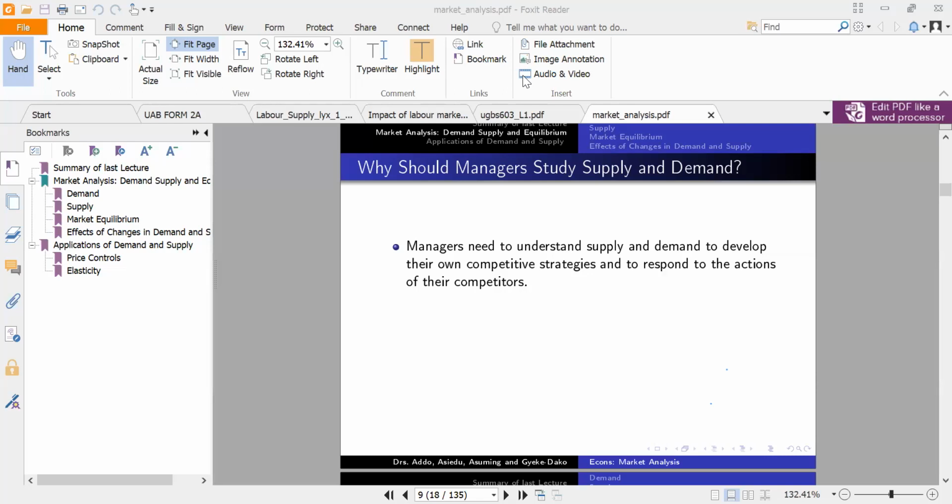Managers are supposed to know supply and demand in order to allocate the scarce resources they have, okay, and increase productivity. Okay. So the scarce resources, still on resource allocation. We'll take Matilda on resource allocation.